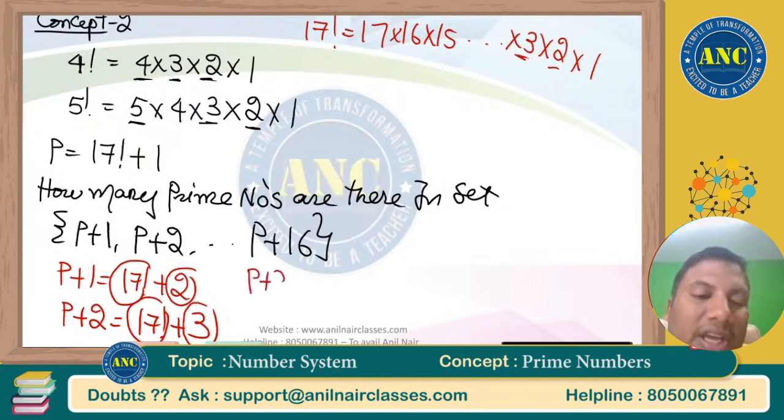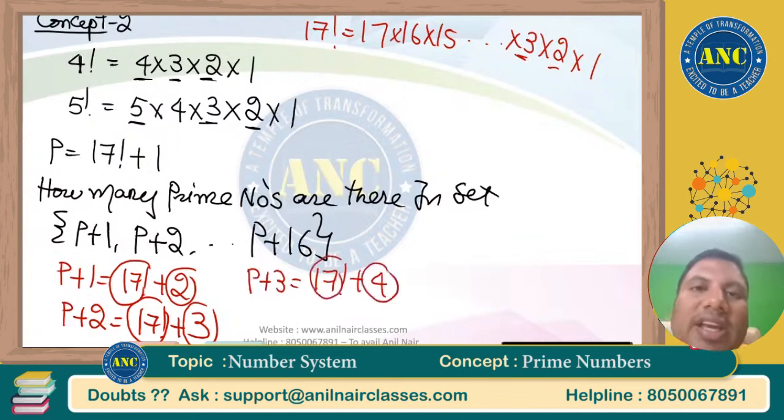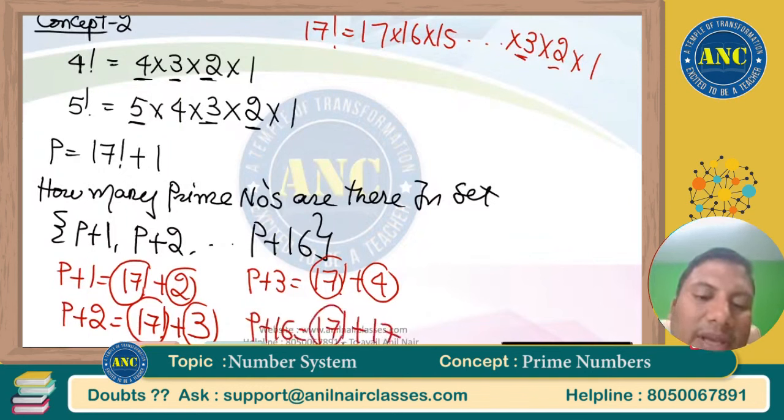P plus 3 is nothing but 17 factorial plus 1 plus 3, which is 4. This is an even number. Any even number other than 2 cannot be a prime number. P plus 16 is 17 factorial plus 17, which is divisible by 17. The answer should be divisible by 17.